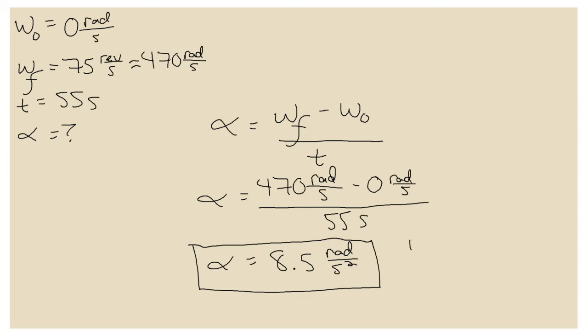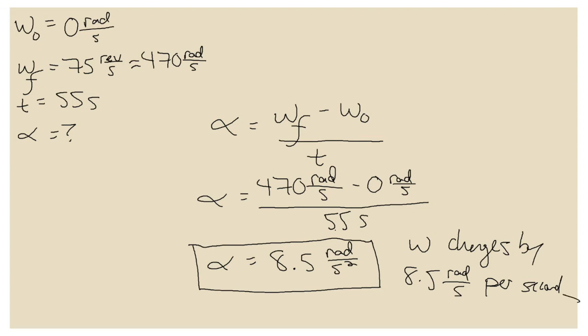And so what that means is omega changes by 8.5 radians per second. And that makes sense because if it changed by that amount, 8.5 radians per second each second for 55 seconds, it would eventually get up to 470. That's it. That's really all there is to it. Pretty straightforward. Take a second to pause this video here and make sure you have this whole solution written down. And when you hit play, we'll move on.